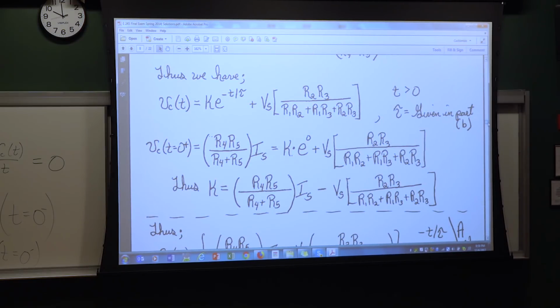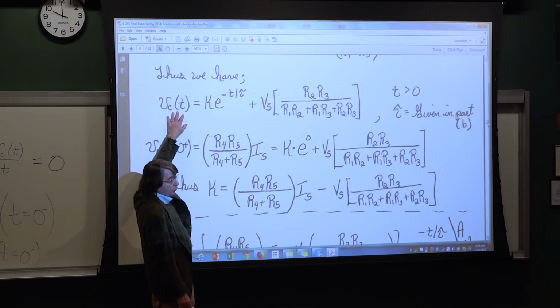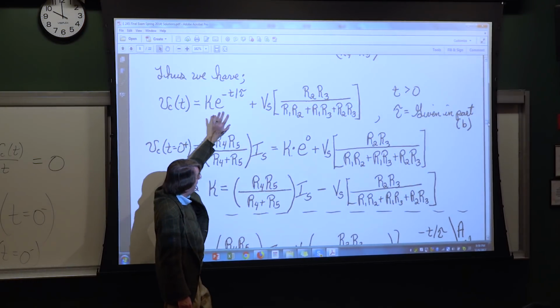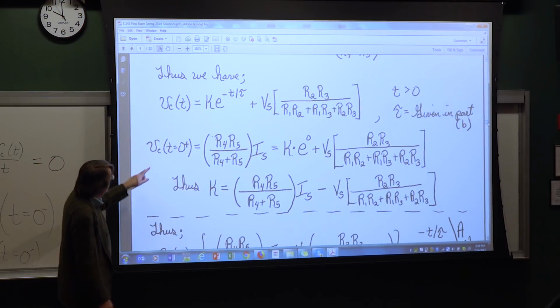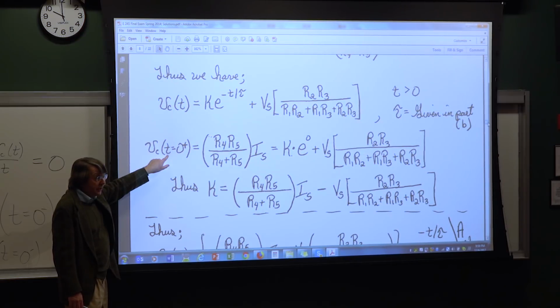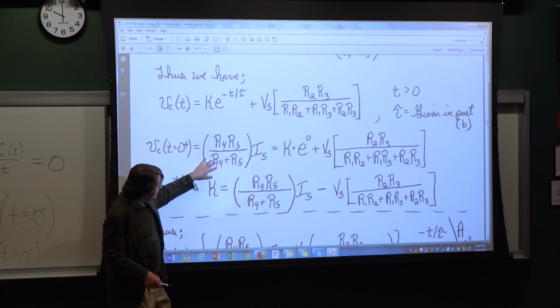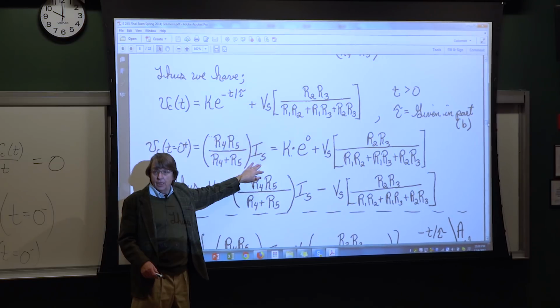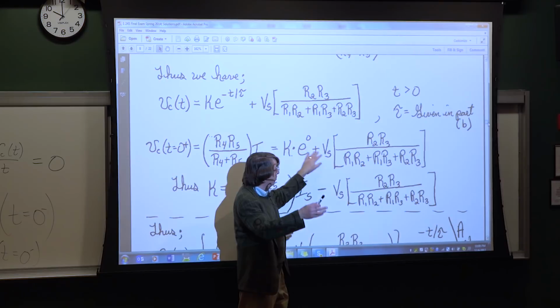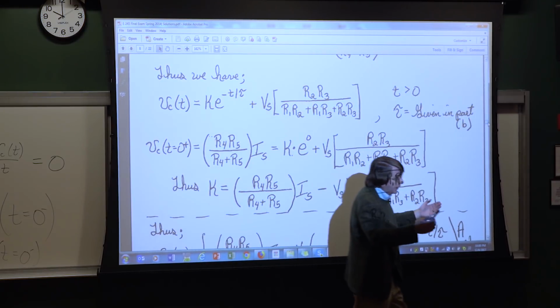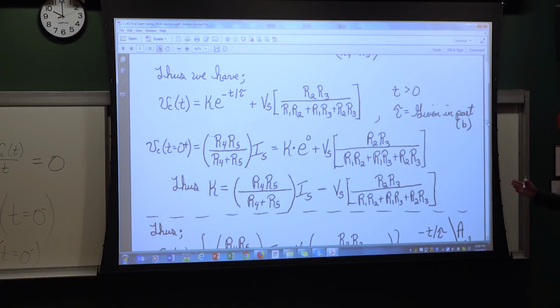We then say, okay, what did we have from the first part of the problem? The voltage across the capacitor was Ke to the minus t over tau plus the right-hand side. And I say, okay, at t equals 0 plus, we just found out that it's REQ times IS. So I let t equal 0. I get Ke to the 0 plus the right-hand side. I solve for K, which I've done here. I get K, and then you just plug it back in, and you're done.